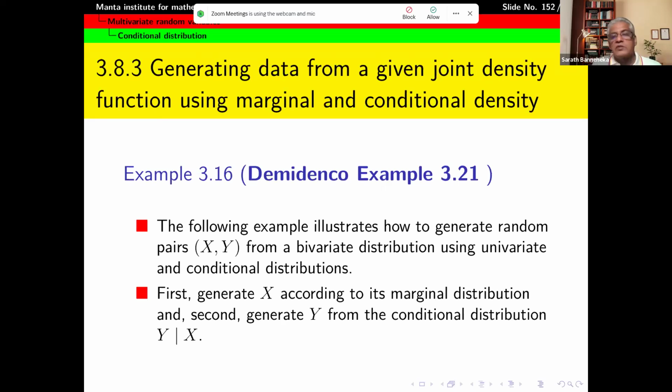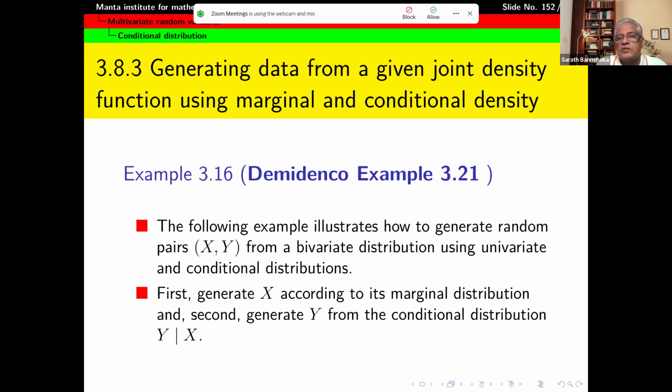So I hope now it's clear to you what we mean by the conditional probability mass function and what we mean by the conditional probability density function. Now, to understand this, we will look at an example. This is coming from Demidenko's book, example 3.21. What we are going to do here is to look at a way to generate some observations from a given joint density function.